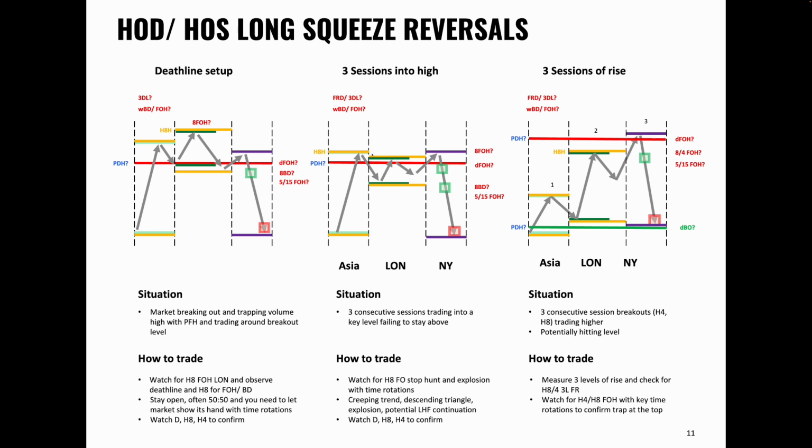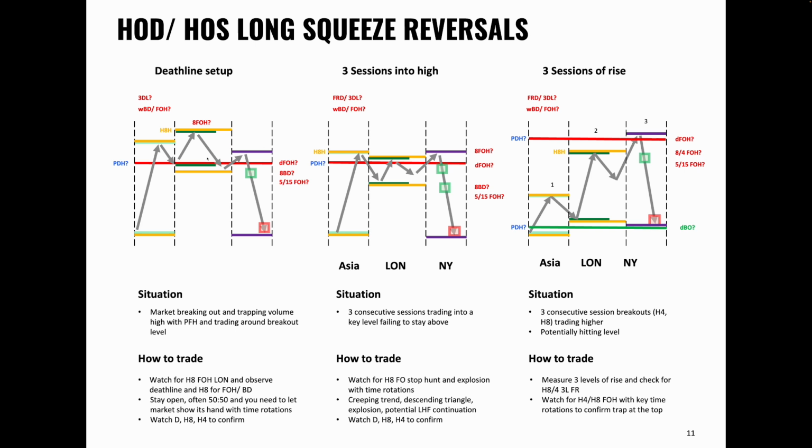So this 8-hour, you really want to have a fake out high or a breakdown, and you also don't want to counter trend any 4-hour signals against you. So sometimes you get a 4-hour fake out low here, for example, then you wouldn't short unless you get another fake out high, stuff like that. So this is the 3 sessions into high.